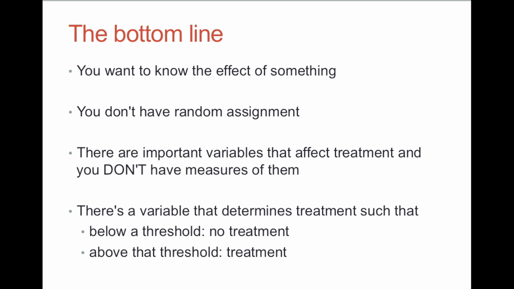At the end of the day, regression discontinuity is an excellent way to estimate causal effects when you don't have explicit random assignment, but you do have a variable that determines the treatment such that when an individual is above the threshold, they get the treatment, and when they're below it, they don't.